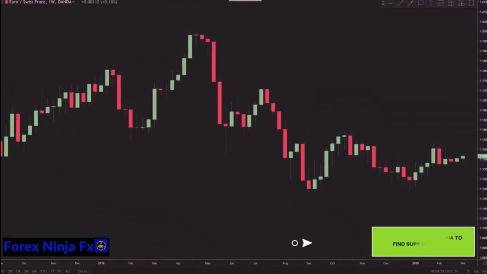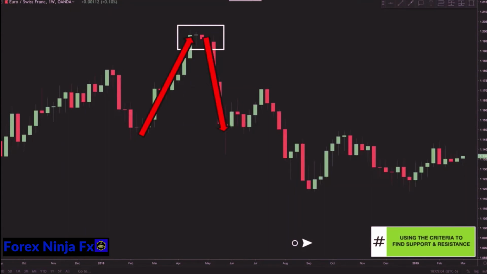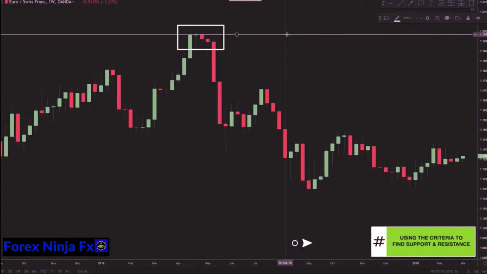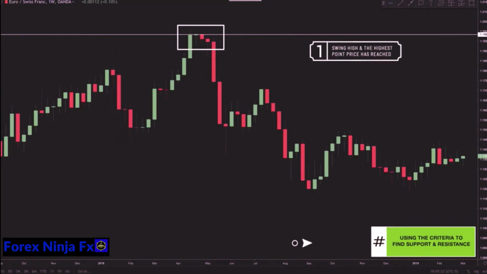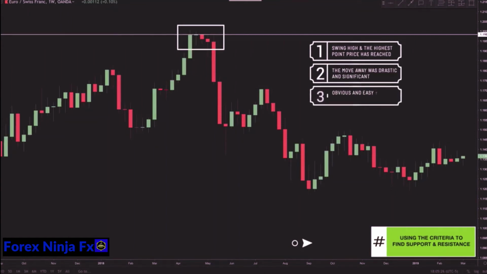Here's the Euro Swiss, and again, starting from the top, we notice this level here where price came up, hit, and reversed from, so we draw it in. So again, what criteria does this level satisfy? 1, it is the extreme swing high. 2, the move away was drastic. And 3, the level is obvious.